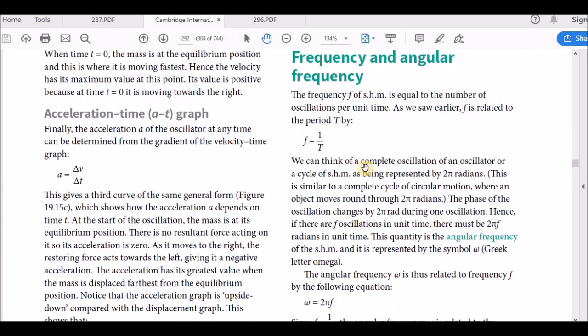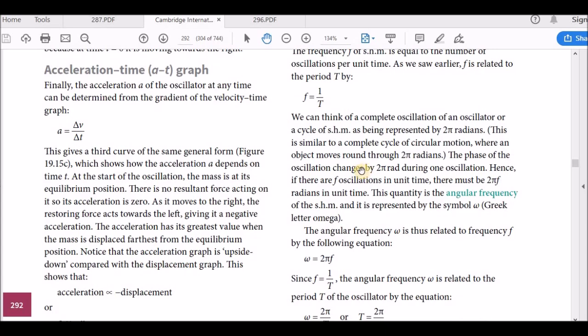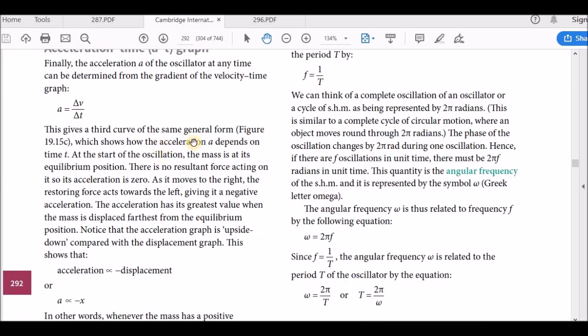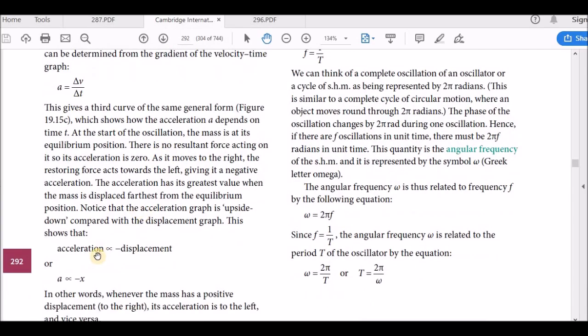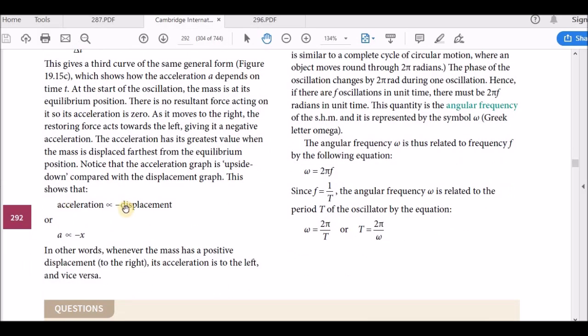Alright, then the last part is about the acceleration time graph. Okay, you know, acceleration is change in velocity over time, and according to the definition of simple harmonic motion, we learned that the acceleration is proportional to the displacement, but is in the opposite direction to increasing displacement. So if the displacement is increasing to the right, acceleration is to the left. Okay, that's what is explained by this, and that's the reason the direction is opposite, so you have the negative sign. Okay, we'll go through this quickly.